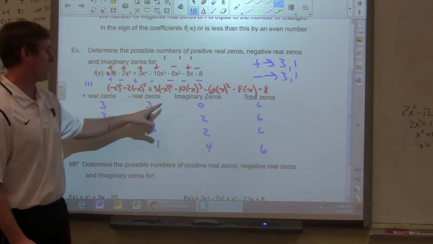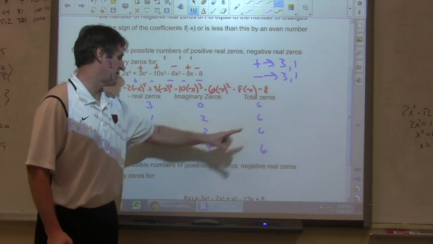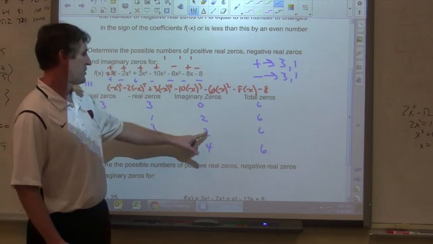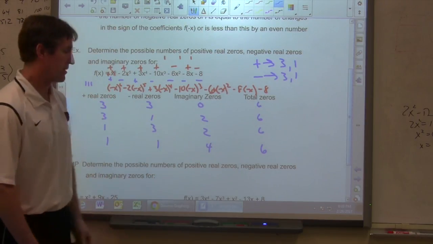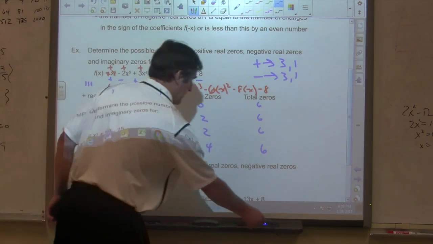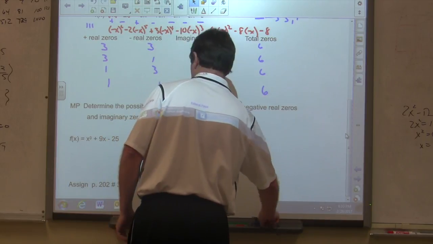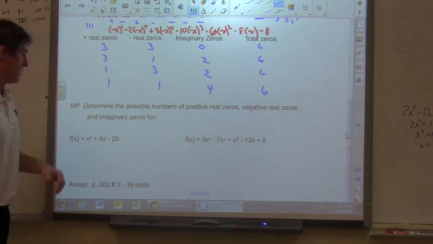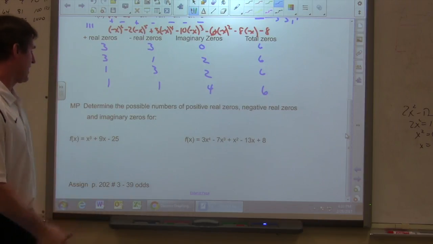So we could have 3, 3, 0, and 6. 3, 1, then we'd have to have 2 imaginary and 6. 1, 3, 2, and 6. And 1, 1, then we'd have to have 4 and 6. So that's what the last part of the assignment is. So if we look at this, go ahead and try this and then pause it, try these, come back, and see how you did.